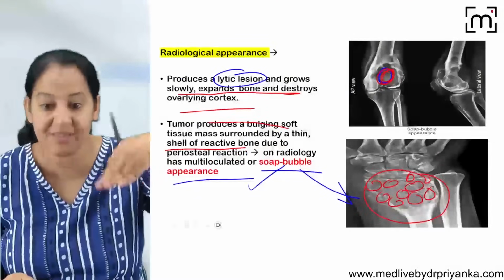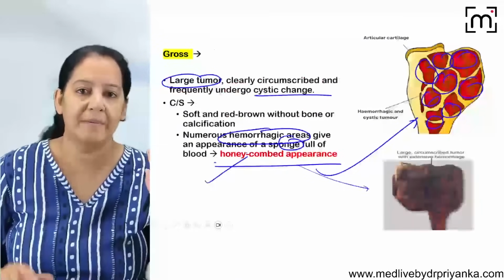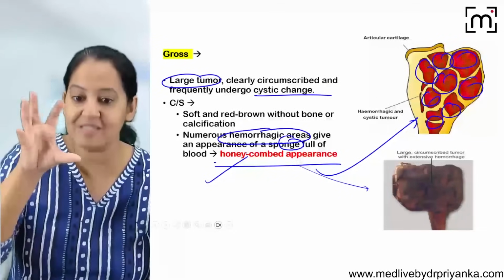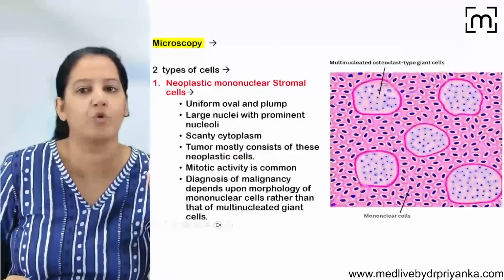The same soap bubble appearance here is appearing as a honeycomb appearance because multiple small cystic areas are there which are filled with blood. It is giving a sponge-like appearance. It is known as honeycomb appearance.